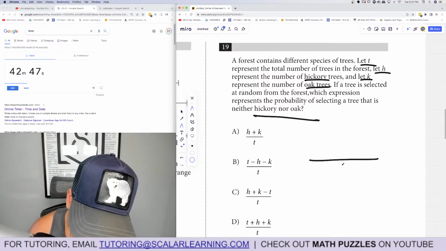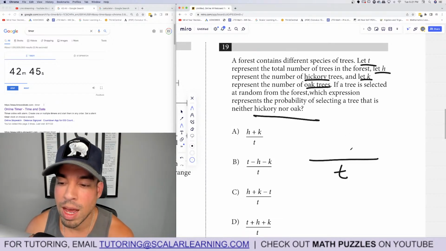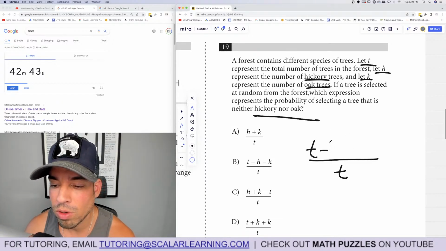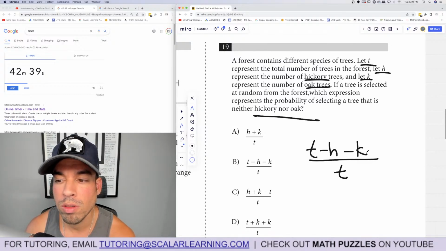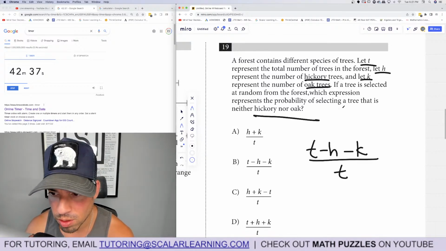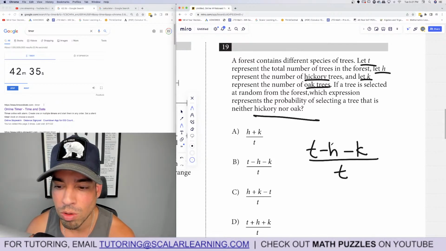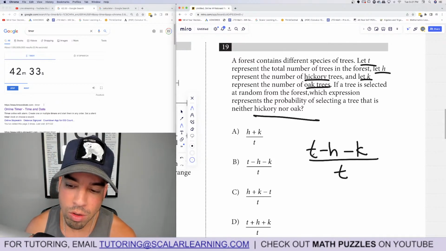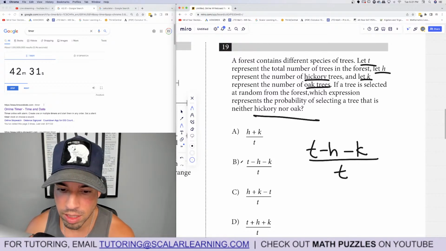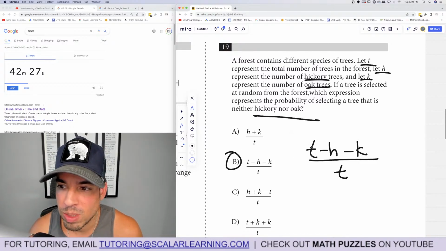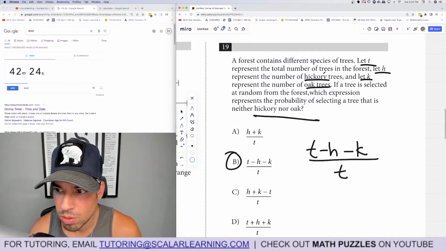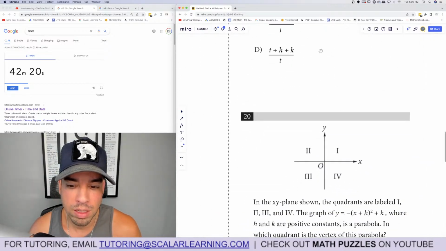So we're dividing by the total. So neither hickory. So we're removing hickory and we're removing oak. So it's this. It's B, right? So the probability of everything else, meaning, okay, let me just make sure I read this right. T represents the total, H represents number of hickory trees, K represents number of oak. Yeah, that's right.